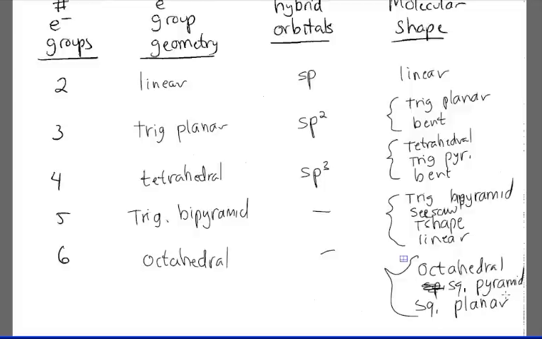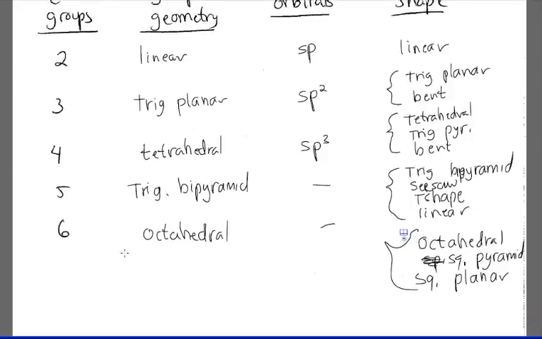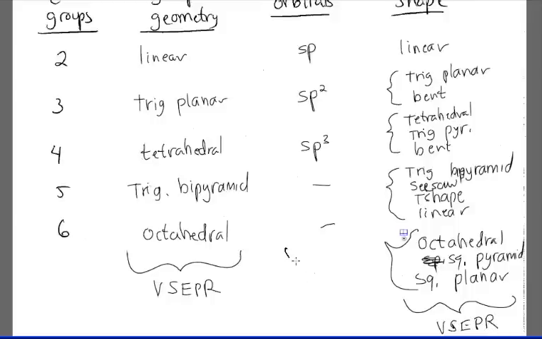All right, and the theories for each of these are, these shapes are VSEPR theory. They come out of VSEPR theory, and these names also come out of VSEPR theory. These hybrid orbitals come out of valence bond theory.